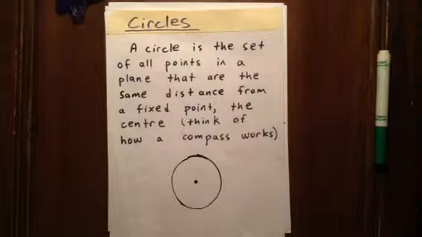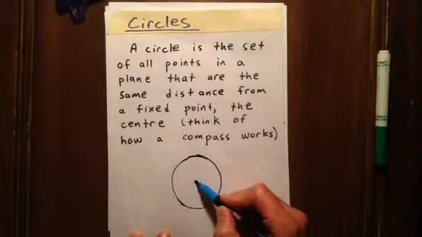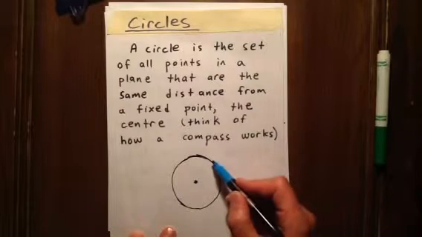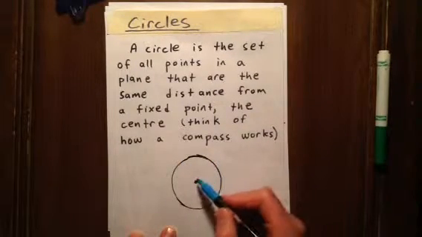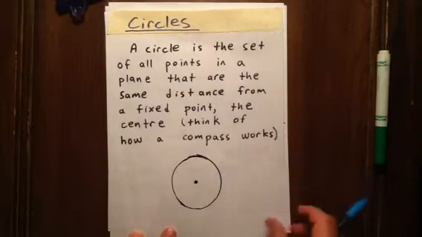In this note we're going to talk about circles. And we can start with the definition of a circle. A circle is defined as the set of all points in a plane that are the same distance from a fixed point. So if you think of how a compass works, you put a point down here and you have a fixed length that the pencil is away from the point. And then you just sort of trace around, never changing the distance from the center to the outside.